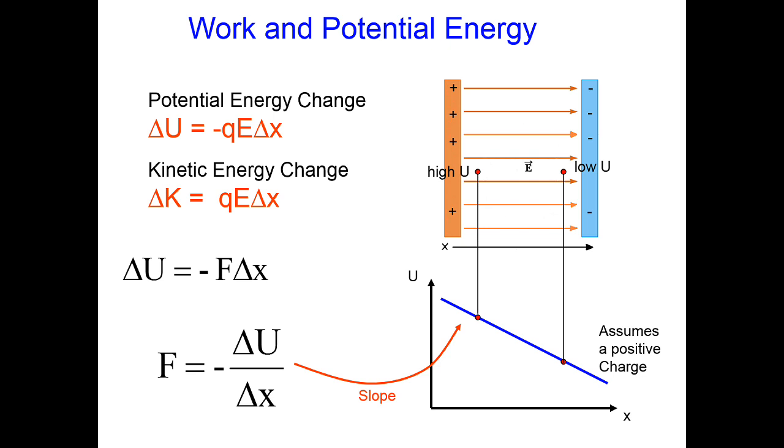As the object moves to the right, the electric potential energy decreases. That means if we put a positively charged particle next to the positive plate, it would accelerate to the right, and the potential energy will be converted into kinetic energy, and it will speed up. So yeah, this is just like gravity.